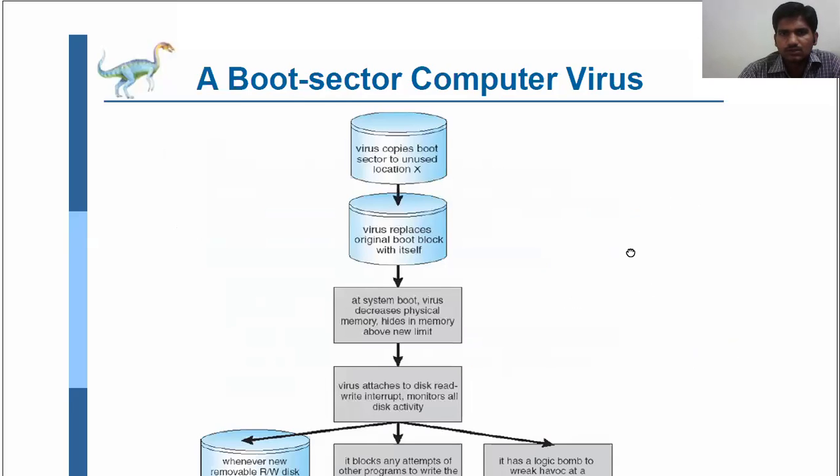So how does a boot sector computer virus work? The virus copies the boot sector to an unused location. The virus replaces the original boot block with itself. As the system boots, the virus decreases the physical memory and hides itself in the memory above the new limit. For example, if your pen drive shows that it is full, but you cannot see the data in it, your pen drive is attacked by a virus. Simply, you can say that it eats the physical memory.